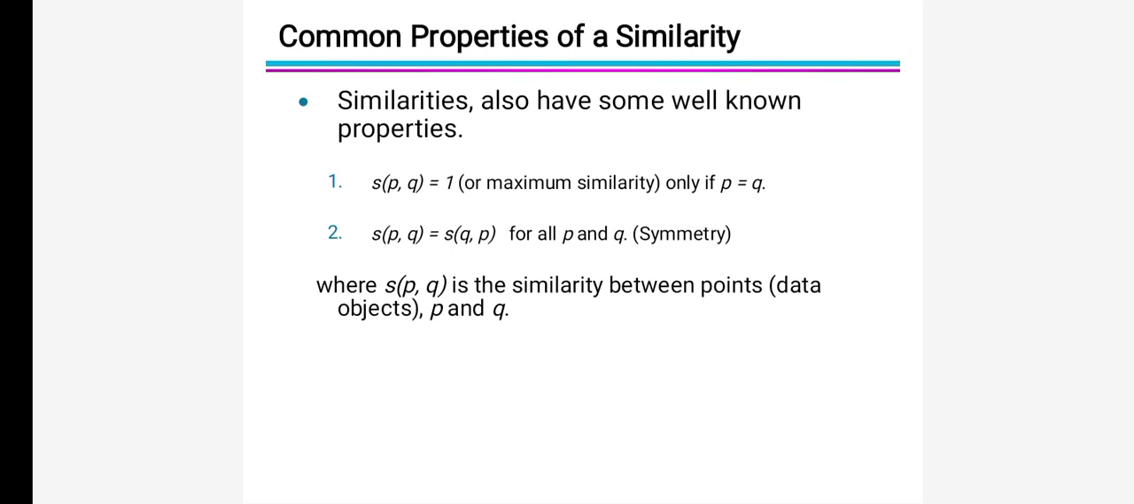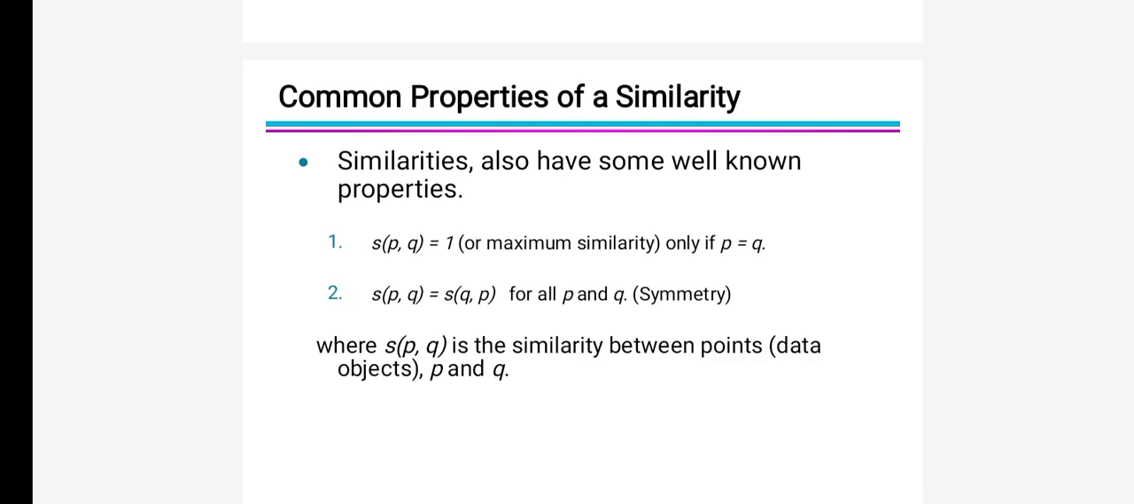In the previous slide we discussed something very important. Here are the common properties of similarity which we have discussed: the definiteness in point 1 and the symmetry in point 2, between these two points, with the similarities between p and q.